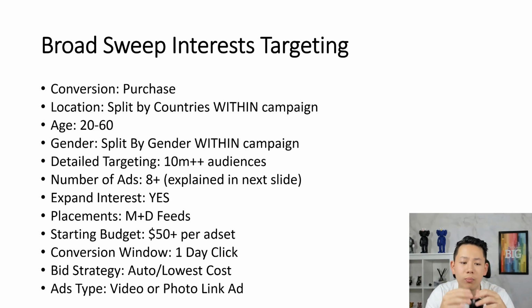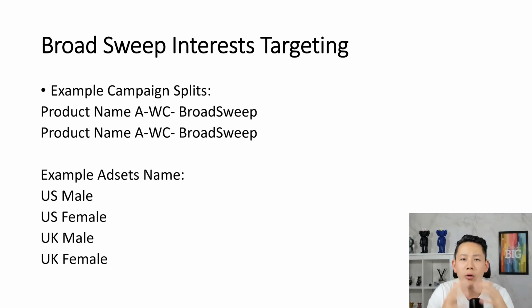Okay, so next up, placements will be the mobile and desktop feeds. Starting budget, you start off with $50 per ad set. This time around you want to really go all out, go huge. So one campaign, if you have 8 ad sets, it will quickly be 400 to 500 dollars. Next up, the conversion window, the bid and the ads type will be the same. Next I'll quickly go through how this campaign works.